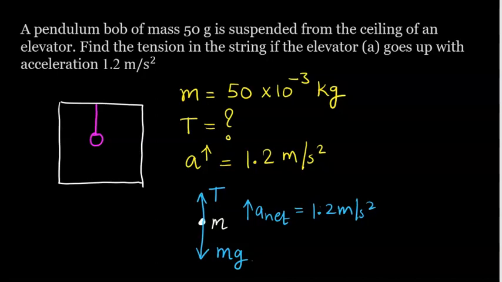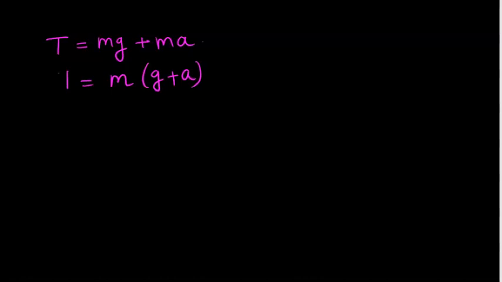So T minus mg is equal to ma. T is the upward force, so T minus mg will be ma. This is a net actually. Now from here we can find out the tension. T is equal to mg plus ma. So mass can be taken out, so m times (g plus a) will be your tension.